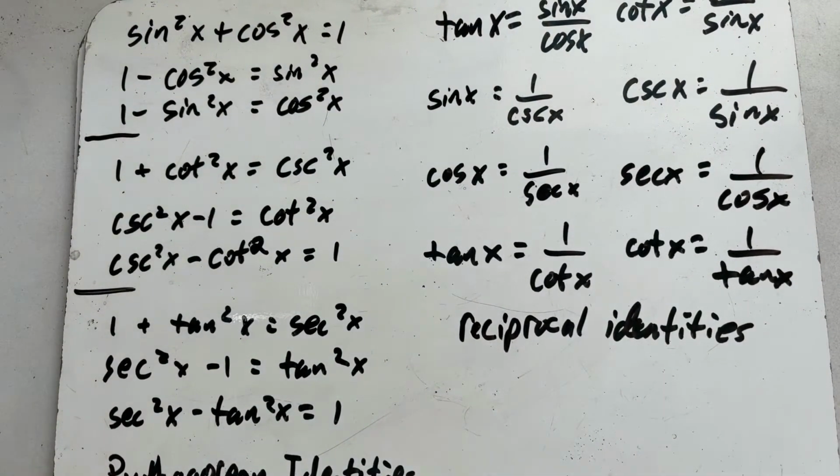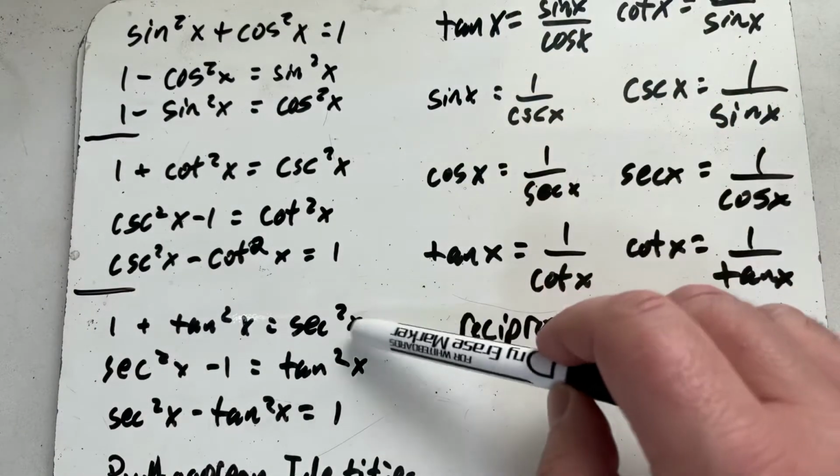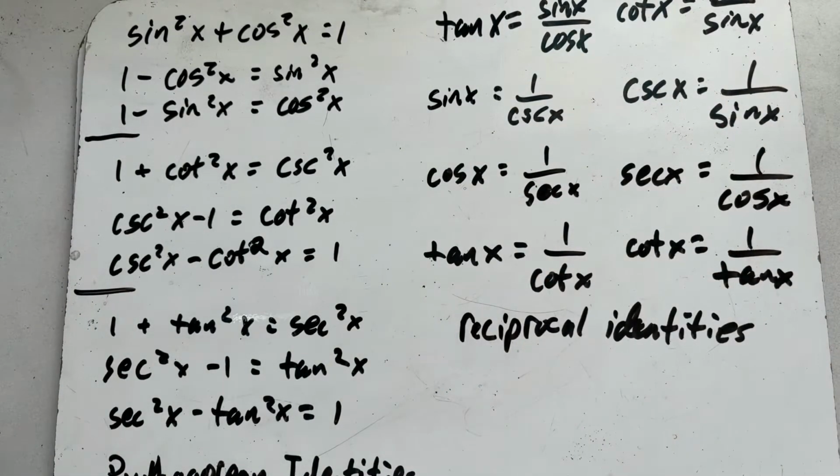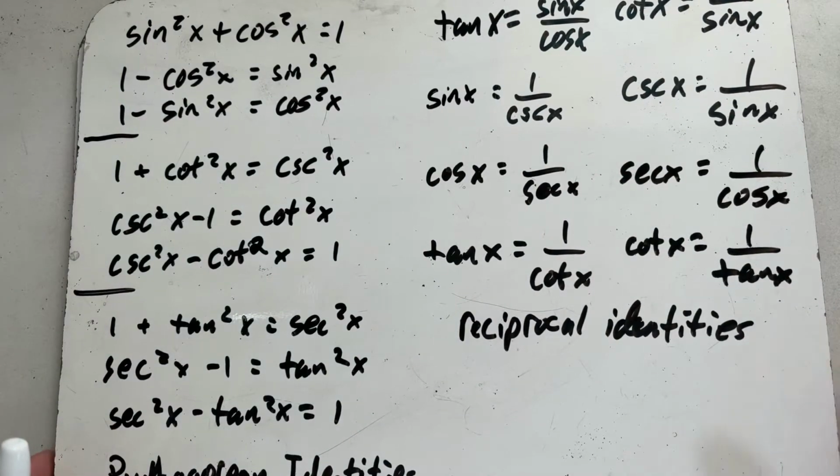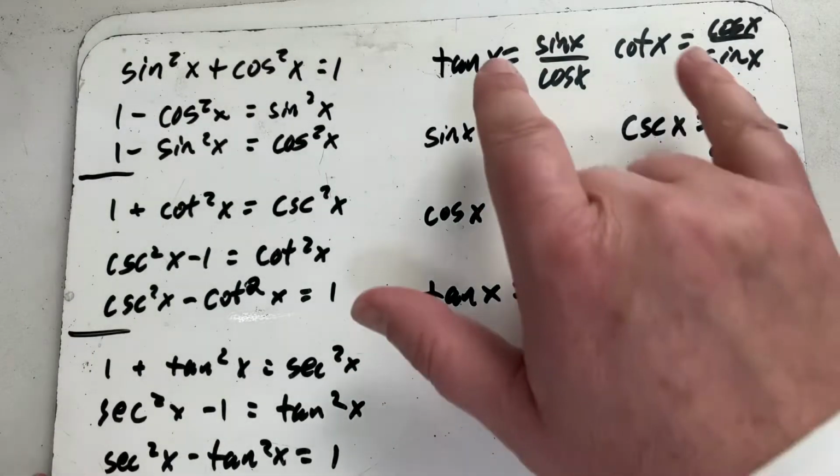So we have Pythagorean Identities. There's only 3 of them: 1, 2, and 3, and then we can just subtract things to make it look like there's 9. And then we have our reciprocal functions and, of course, tangent and cotangent, what they equal. So we will be using those today.